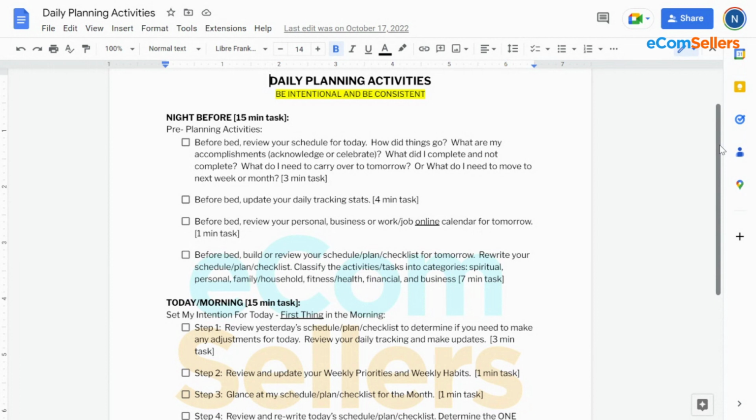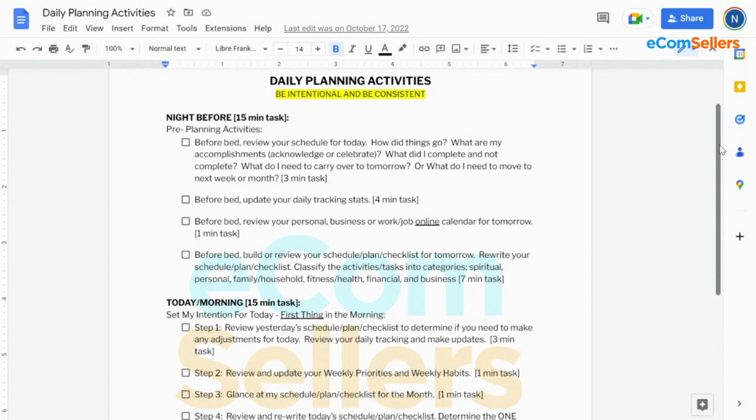And make sure that the schedule that you build for tomorrow includes everything that's happening in your life, not just your business, because God gives us 24 hours in the day. What are we doing with our 24 hours? We're not running our business the entire 24. Hopefully we're sleeping anywhere from 6 to 8 hours. And hopefully we're not spending the remaining 16 hours of our day in our business.